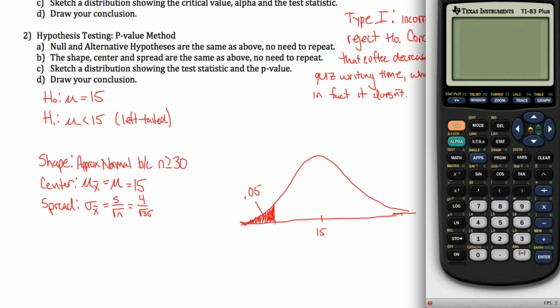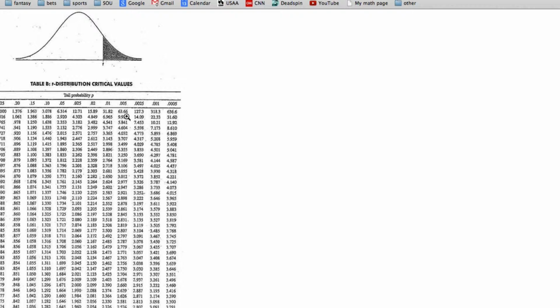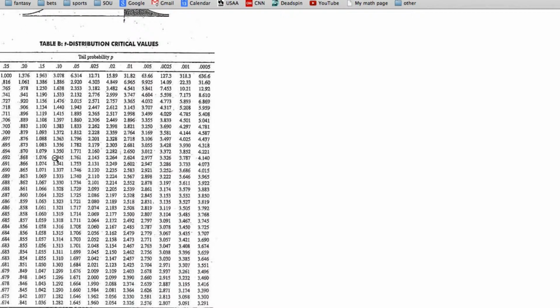To look at your tables, you need to know the degrees of freedom. The degrees of freedom are always 1 less than n. So since n is 35 and I want 5% to be the area in the tail, I go to my t distribution. Maybe I can zoom in. Degrees of freedom were 34. Tail probability is 0.05. Somewhere between 30 and 40, you can use either of these two values. 34 to me is closer to 30, so I'm going to use 1.697. This value right here, 1.697.